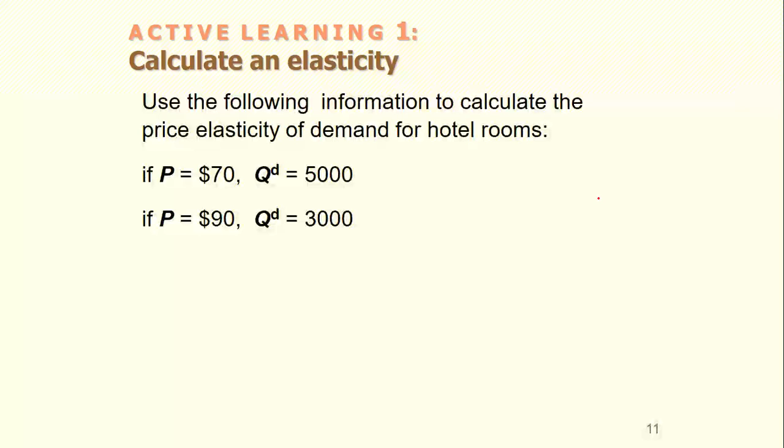Now comes active learning. Calculate an elasticity. Use the following information to calculate price elasticity of demand for hotel rooms. If price is equal to $70, quantity demanded is 5,000, and if price is equal to $90, quantity demanded is equal to 3,000. So price went up and quantity went down. You can see there is a rise in price and there is a fall in quantity demanded.